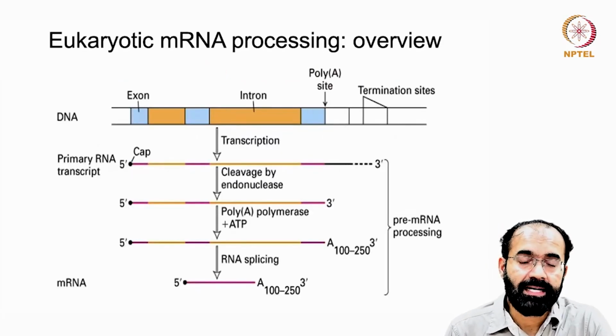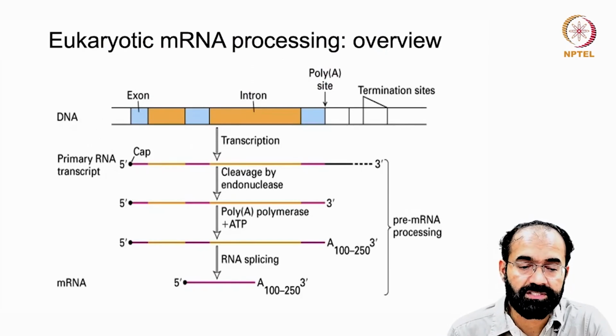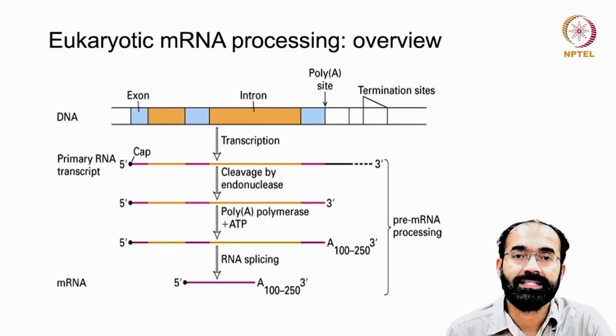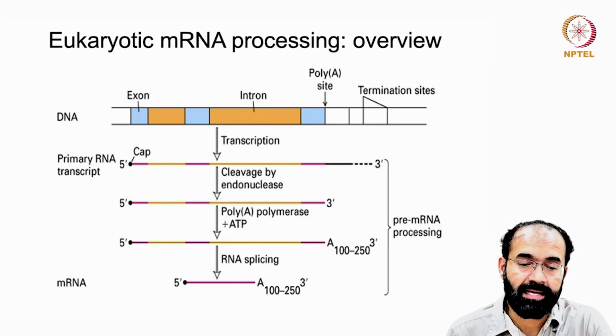So let us see in a cartoon manner how eukaryotic mRNA processing takes place. What you see in the topmost panel is the DNA, which is shown in a double-stranded structure like a railway track. You have exons, which are given in blue color, and introns are given in yellow color.